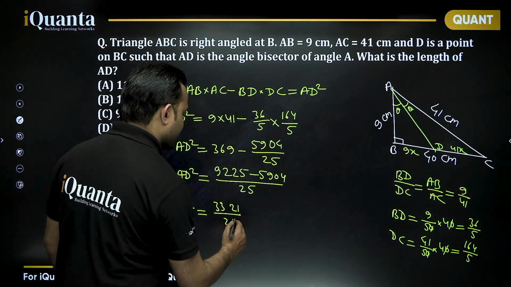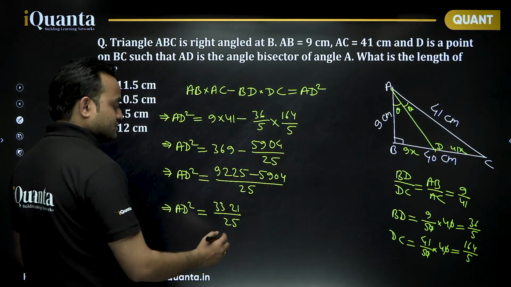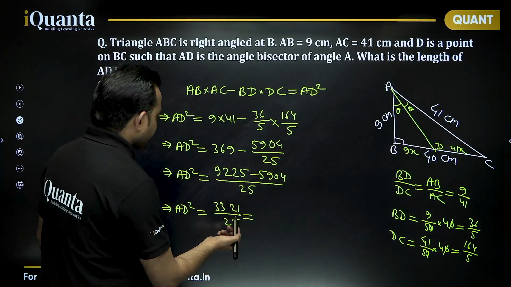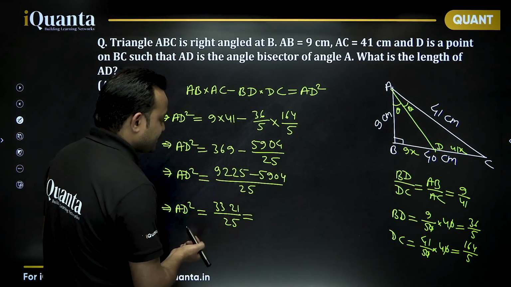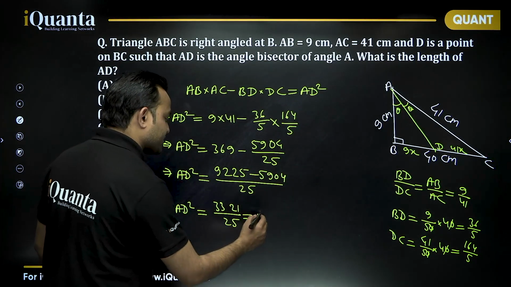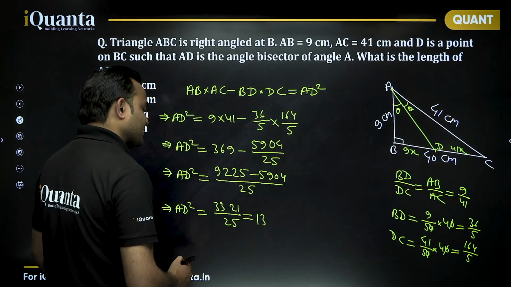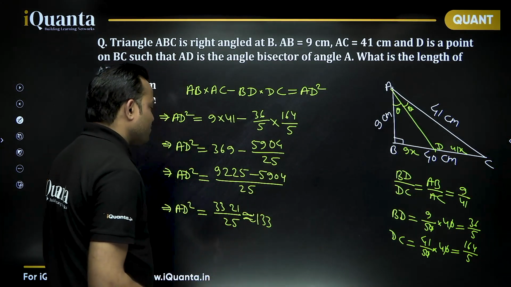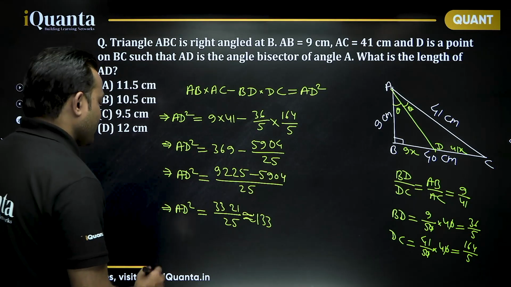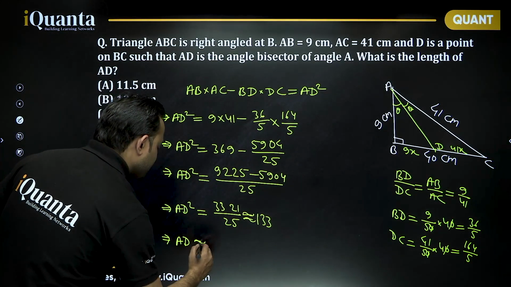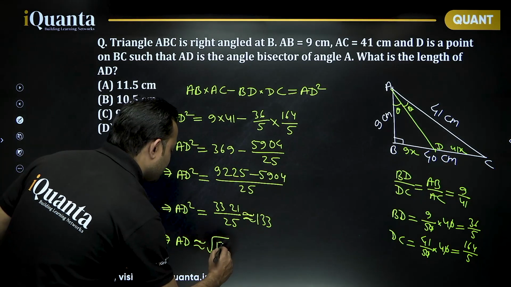So what's this value? This value is 3321 divided by 25. This is 1 times 25, 8 to 3 times 75, then 71. So approximately, we are getting the value of this as 133. So AD will be equal to approximately square root of 133.